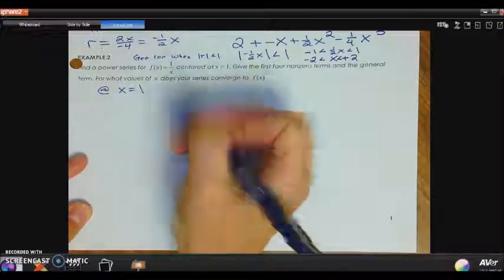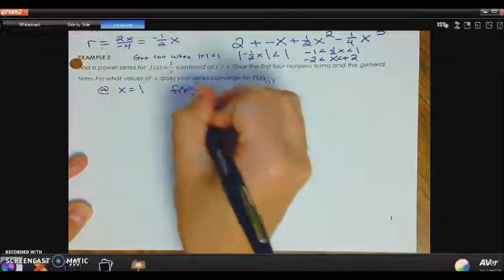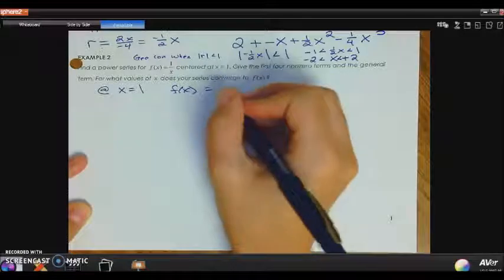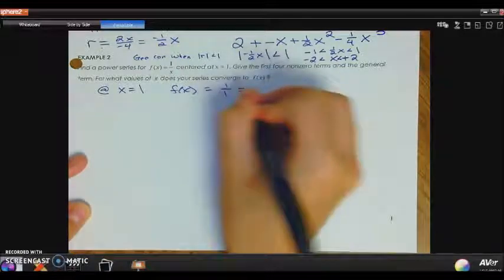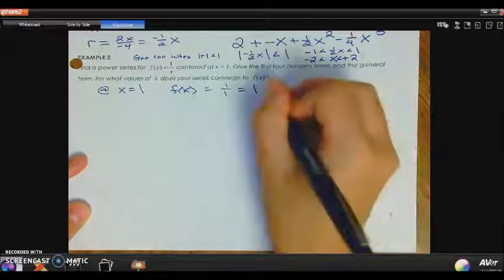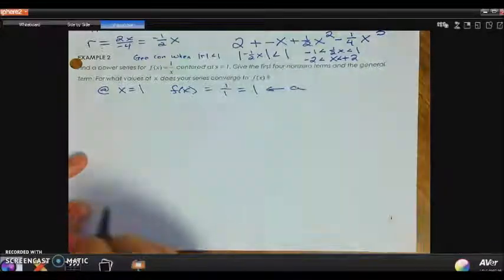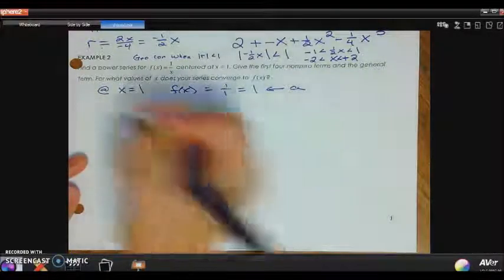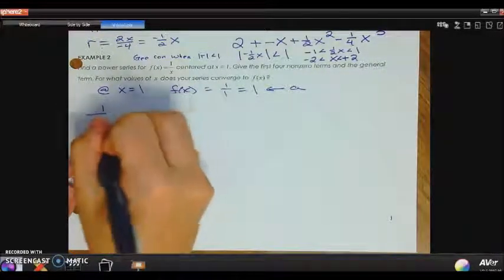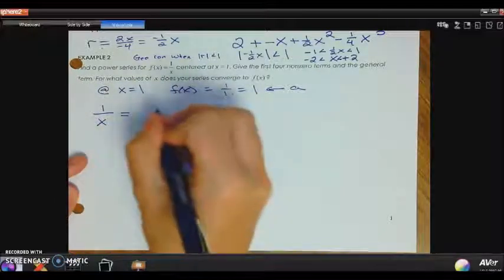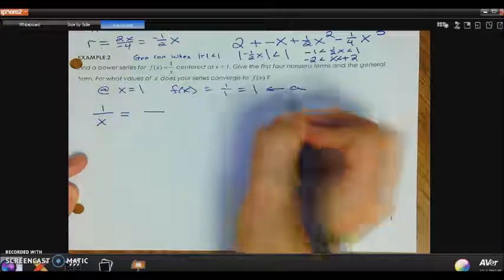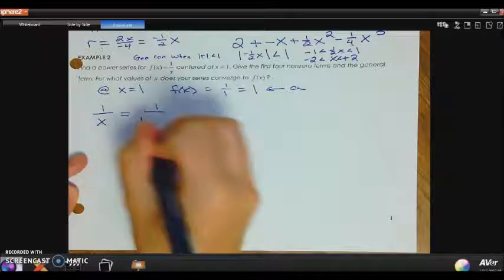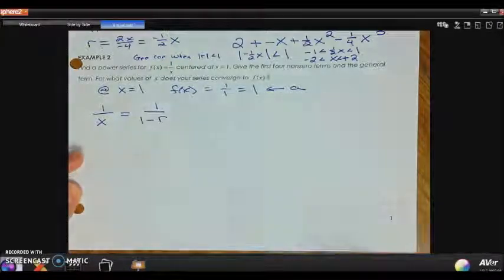So at the center, f of x, or technically f of 1, is going to be 1 over 1. So I get 1. This is your a. So once you have a, then you say 1 over x equals a over 1 minus r, but a is 1 over 1 minus r. That's kind of my setup.